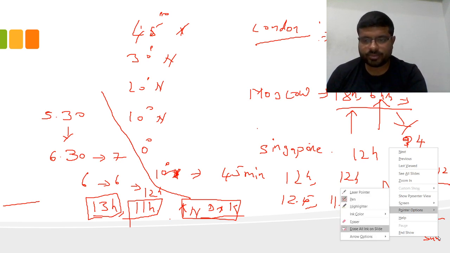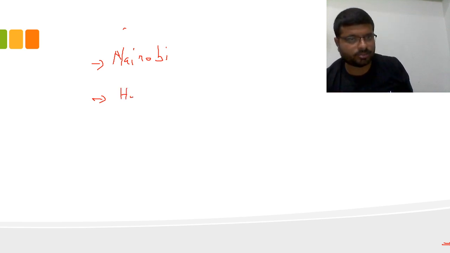there is one homework. Identify a city on the equator, for example, Nairobi or Singapore. Then identify the place where you originated in India or where you are living right now. Say I am from Hyderabad. You can choose any one of them.